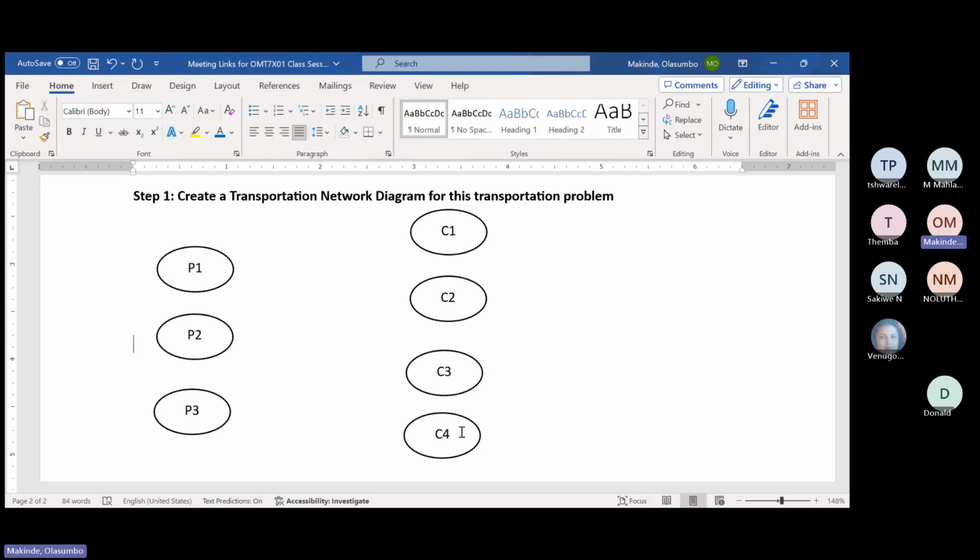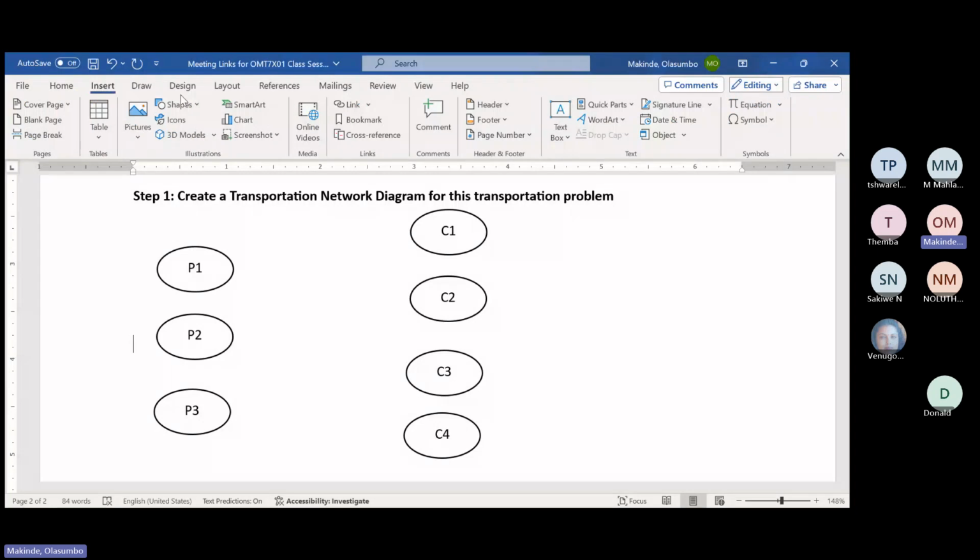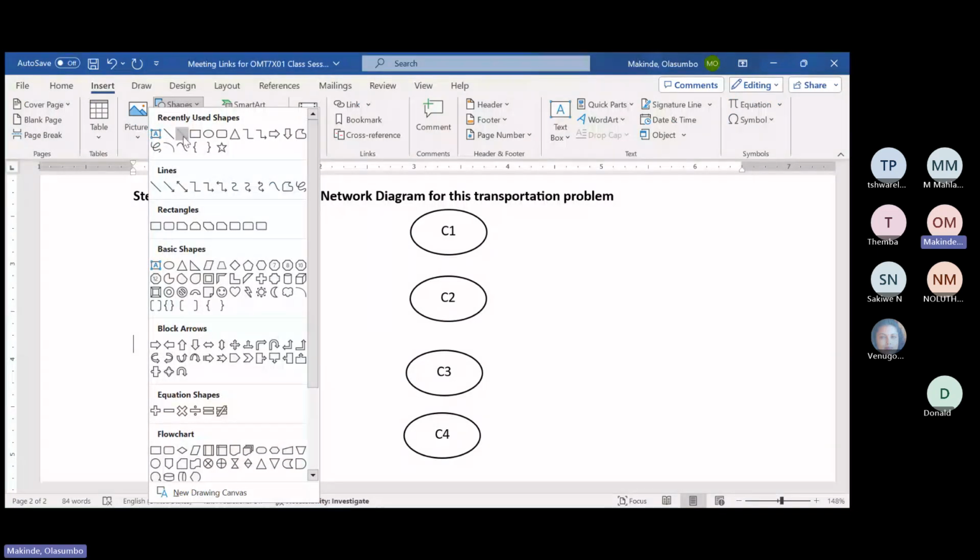And P2 can also supply C1 or C2 or C3 or C4. So I will draw a network from P2 to C1, P2 to C2, P2 to C3, P2 to C4. Plant 3 can also supply either C1 or C2 or C3 or C4. I'll draw an arrow from P3 to C1, P3 to C2, P3 to C3, P3 to C4. If I do that, let's quickly do that. Then from there, I'll have my final network.